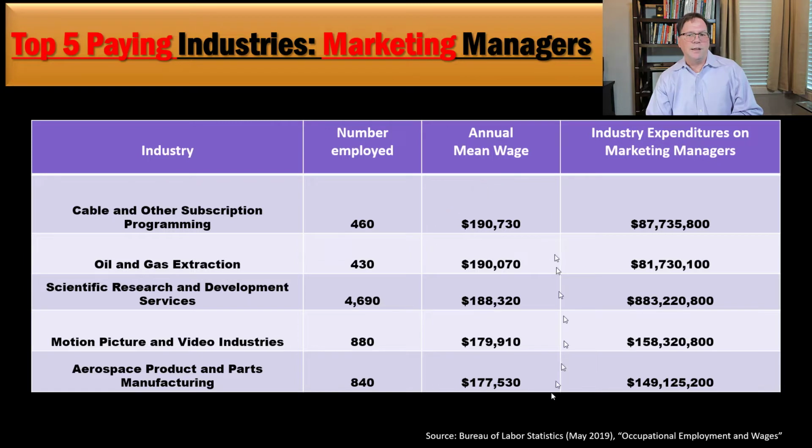So you start seeing some of these industries pay quite a bit more, but in some cases, these industries are rather small, right? They don't hire that many, maybe 400, 500 or so marketing managers. If you're into scientific research and development services, there are quite a few marketing managers employed in that domain, and those wages are really rather high, right? So that's close to $190,000 a year on some of these. So depending on your industry, it's going to have a lot to do with your income, and it's also going to have a lot to do with how much that industry invests.